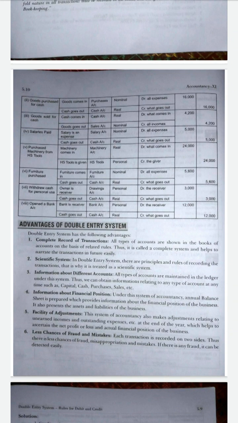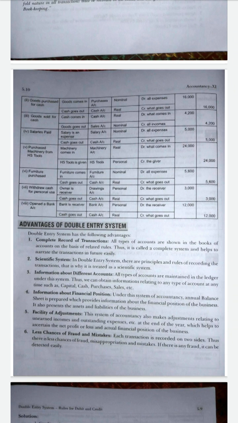Goods purchased for cash. Goods purchased for cash. So what is coming inside? Goods. What is going outside? Cash. So there are two types of accounts involved. What is the type of accounts? The names of the accounts are purchase account and cash account. So next we have to find the type of account.